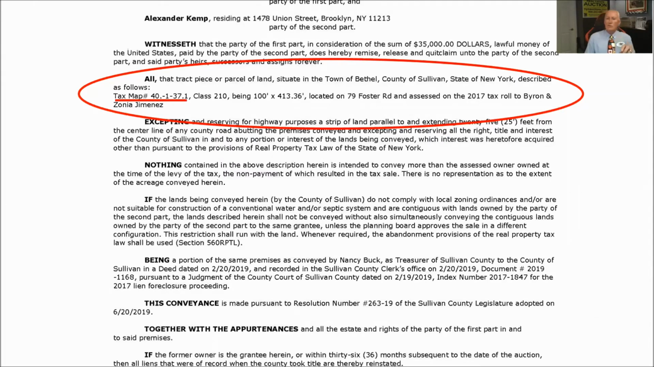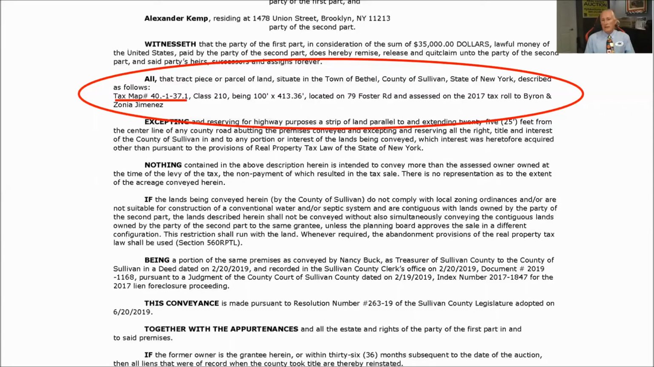On most of the quitclaim deeds, you're only going to see the underlined red line there. It says tax map number. And the counties will only identify, for the most part, that's what you're getting. Whatever comes with 40-1, 37-1, that's it. Sullivan County goes a little further.